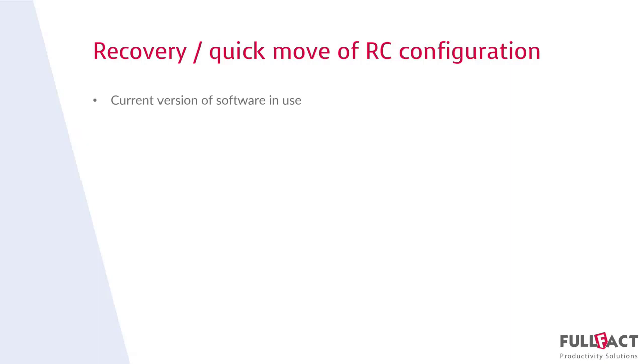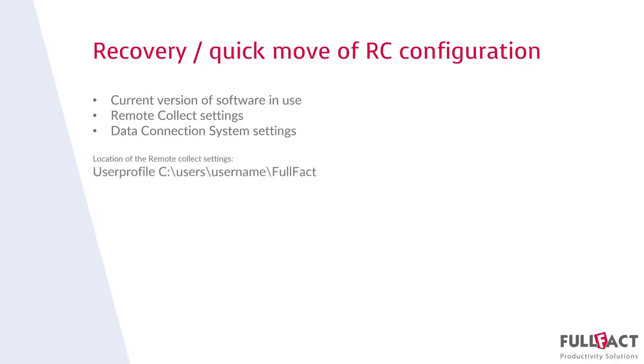A new PC or working PC, of course. The current version of the software that you use. Be sure that you have the right version that you actually use and not some other one. Remote collect settings. Data connection system settings. And the location of those files: the remote collect settings are stored in the user's username full fact. And that's the same as we saw in the settings tab, that you can store them centrally also. Location of the DCS settings, and that's in program data full fact DCS.